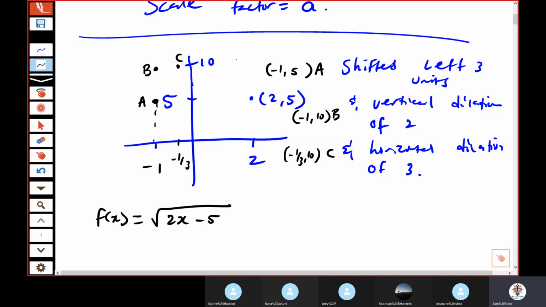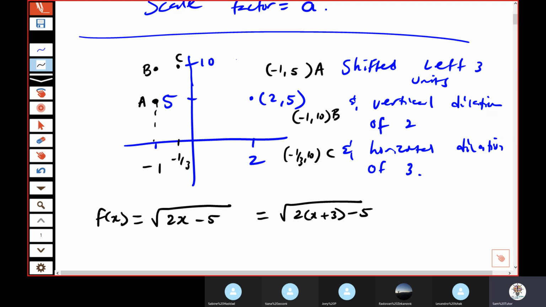Okay, if I've got to shift left 3 units, what changes? What happens when you're shifting left 3 units to your whole function here? X gets replaced for x plus 3. That means shift it to the left 3. So it'll become this. Yes or no?